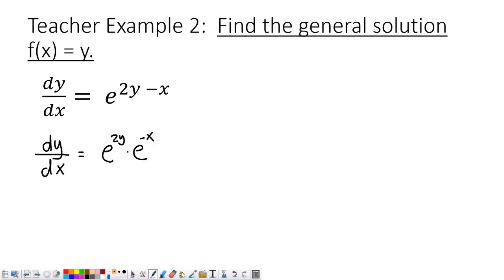So instead of having e to the 2y minus x, you can have e to the 2y times e to the negative x. Just separate those two pieces of the exponent into two separate terms. And now we can separate the variables. The first thing I would do is multiply both sides by dx, which will cancel it off of the left side, and multiply it on the right as well. And then I would divide both sides by this e to the 2y to cancel that out.